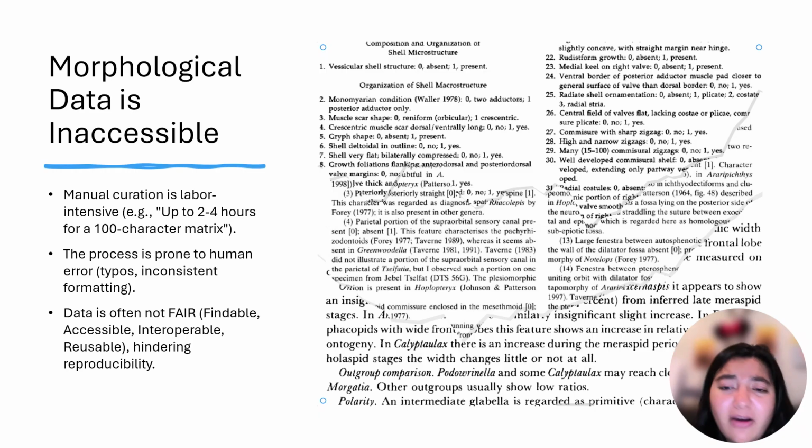And it is often not FAIR, so the output is not findable, accessible, interoperable, or reusable, because we might miss some standards in our formatting. We might put a wrong comma in the Nexus file, and then it messes up the output on the other end. And so there's a lot of factors that go into the inaccessibility of morphological data at this time. And we wanted to take on this problem, and not only just this problem, just the manual curation problem as well, and solve both at once.